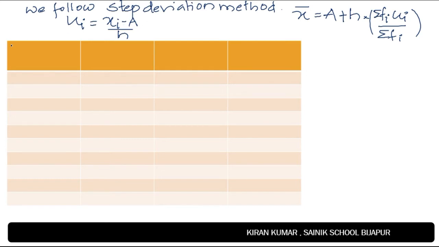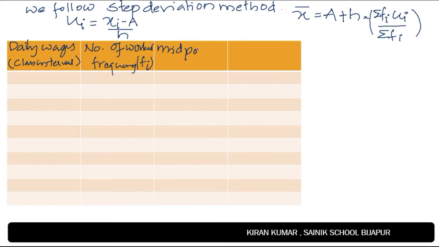So let us write the daily wages, which are given in terms of a class interval. So daily wages, I'll write this as a class interval. Next, the number of workers, that is the frequency. I'll represent this by fi. Then we require the mid value or the midpoint. Let me mention this as xi. Now we require ui. ui is given by xi minus the assumed mean upon h. Let us identify the assumed mean.